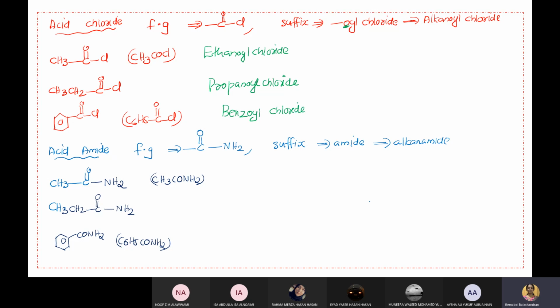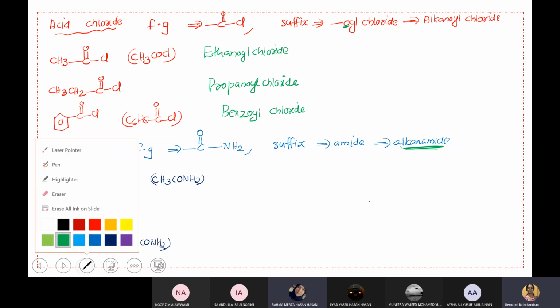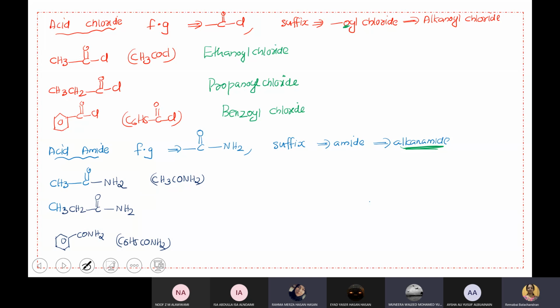Similarly, next one, CONH2. What's the suffix name? Amide. So alkane plus amide is alkanamide. E is replaced. Okay, alkanamide. So now the first one is CH3CONH2. 2 carbon atoms are there. Tell the name. Ethanamide. Yes, ethanamide. Okay, not amine, it's amide. Ethanamide. Next one.